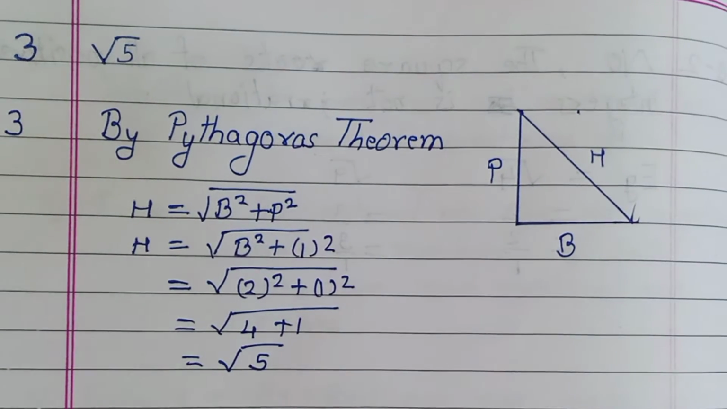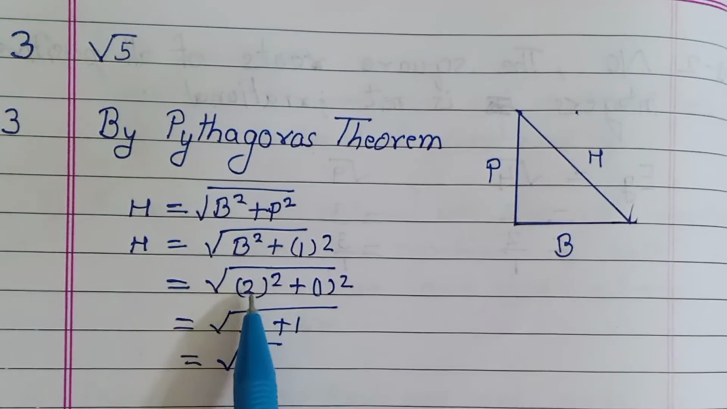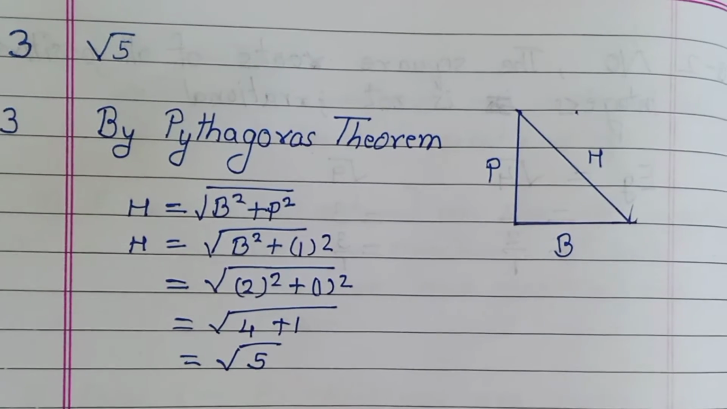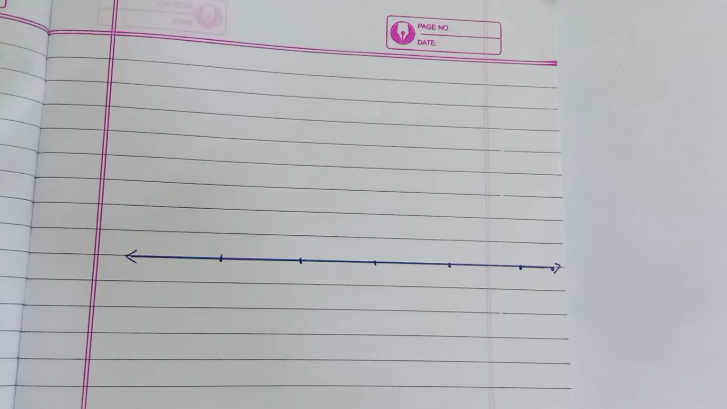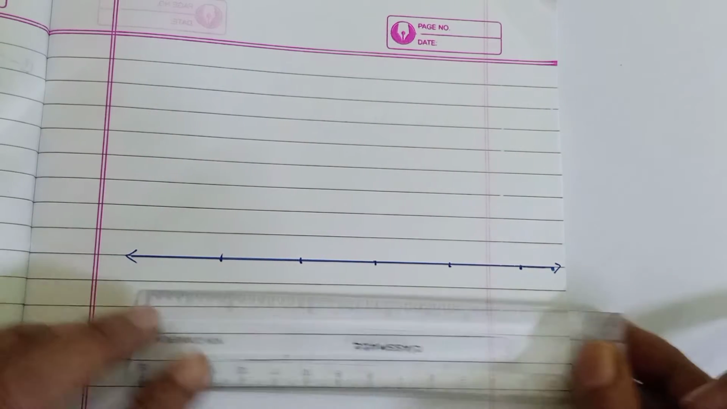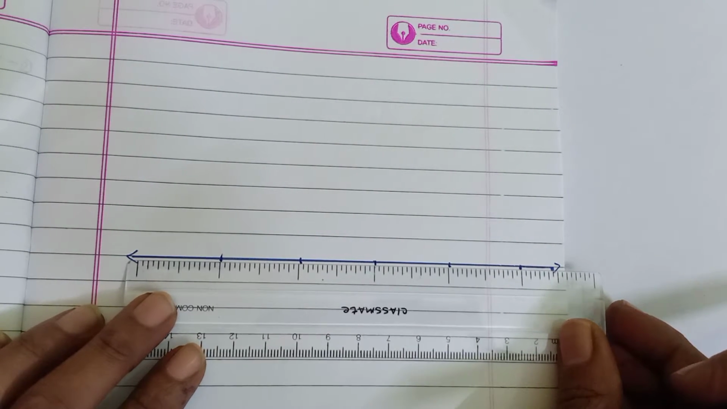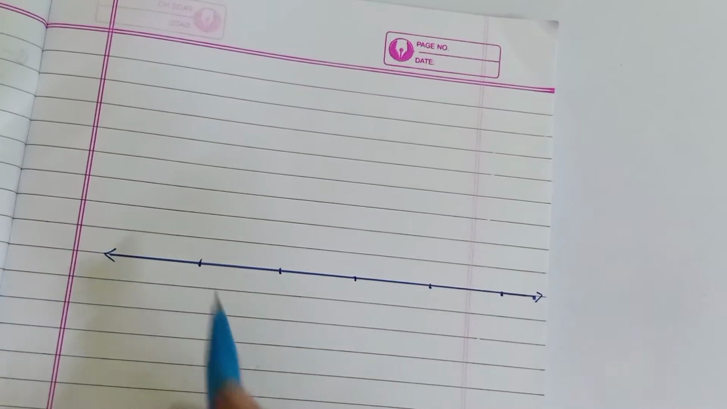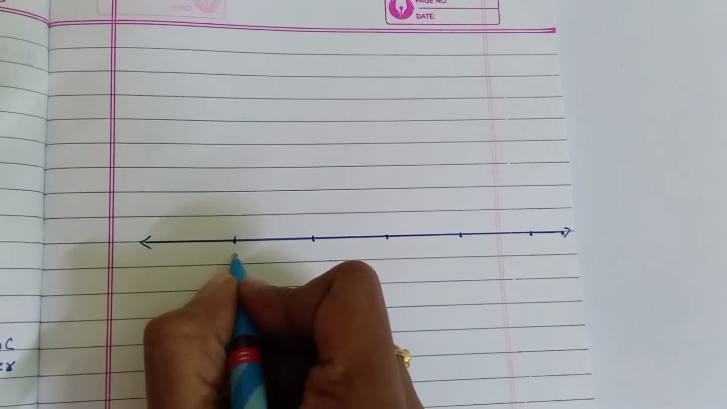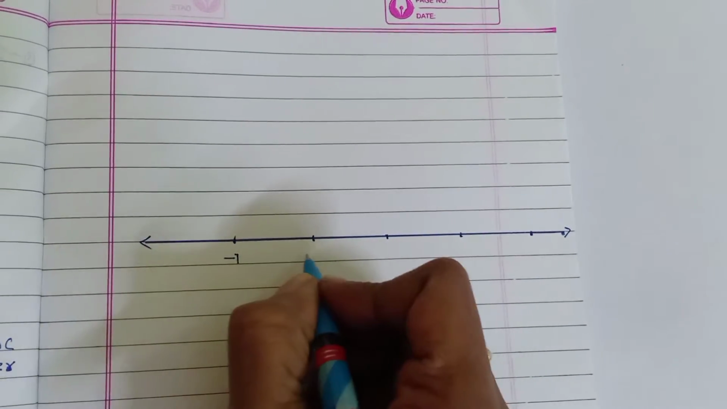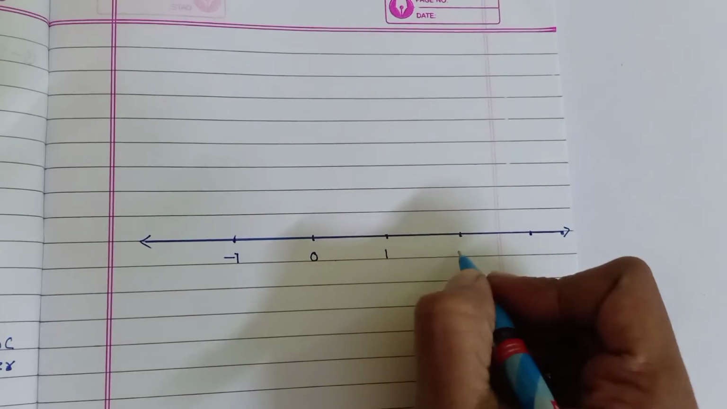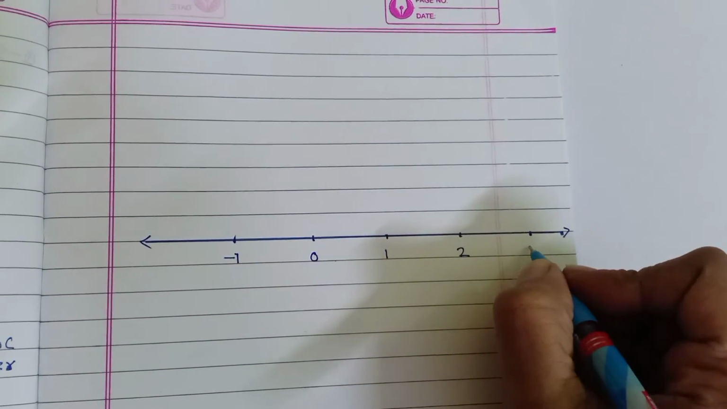Now why have I done this? I have done this so that we get the value of base also and perpendicular also, which will help us to plot on a number line. So this is the number line that I have already drawn. I have taken bigger measurements. Whichever measurement you are taking, it should be equal. This is the only thing. So minus 1, 0, 1, 2, 3.